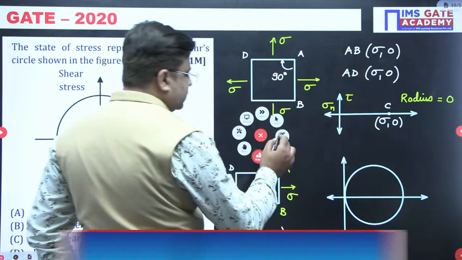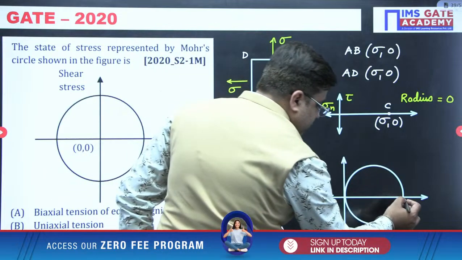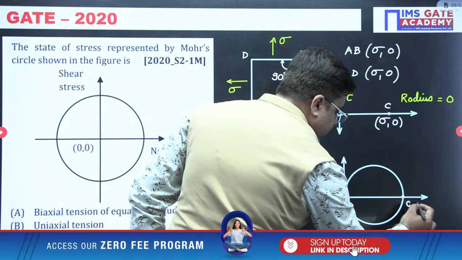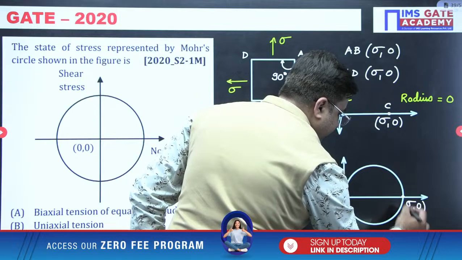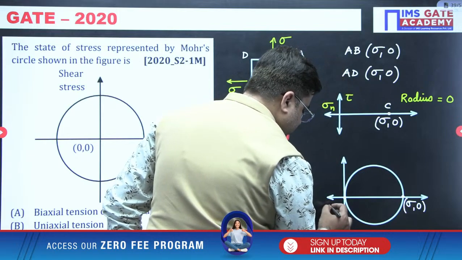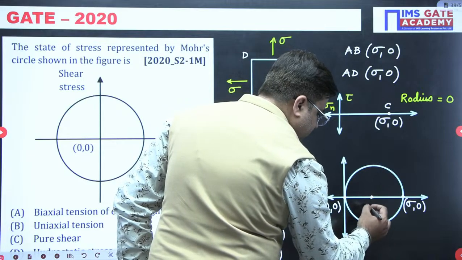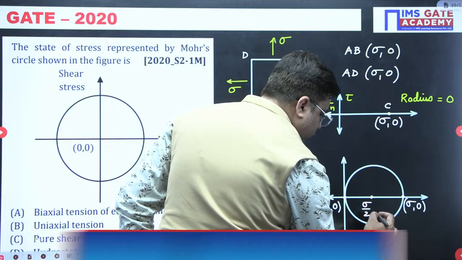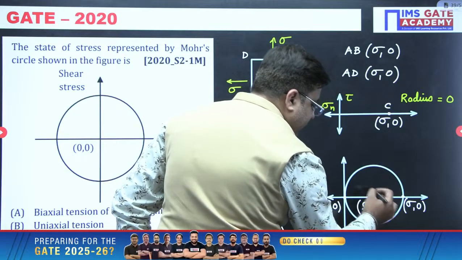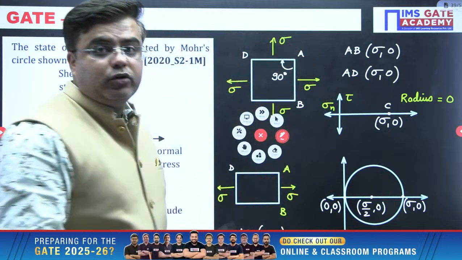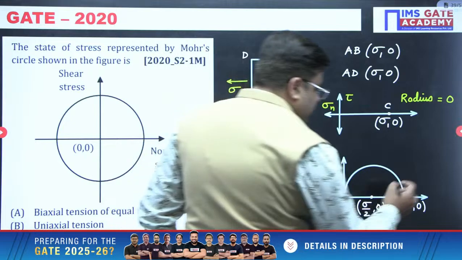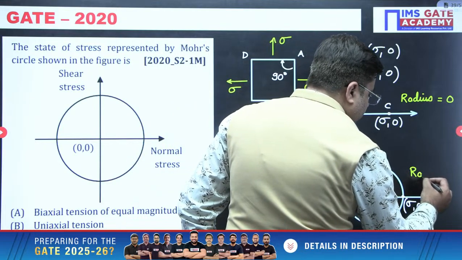This will be the Mohr circle here. So this is your major principal stress, sigma comma 0, and your minor principal stress will be 0 comma 0. So where will be the center of this Mohr circle? The center of this Mohr circle will be at a distance of sigma by 2 comma 0, right? And the radius of this Mohr circle will be equal to sigma by 2.